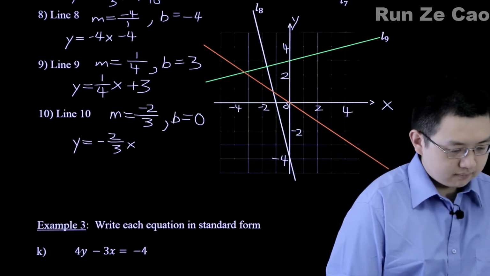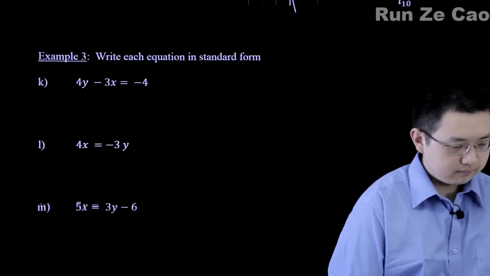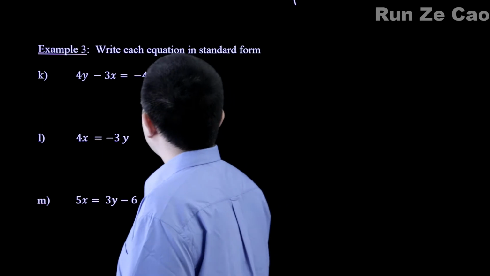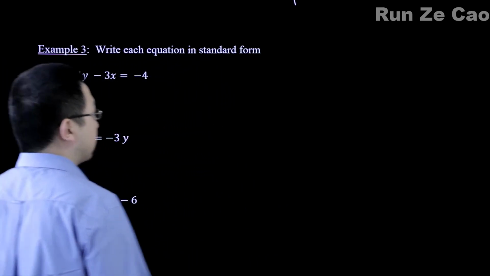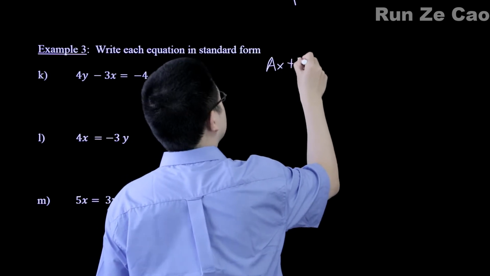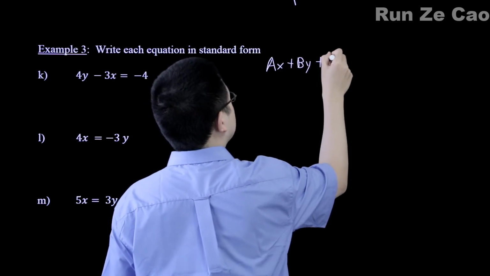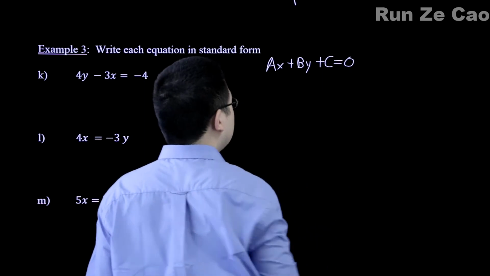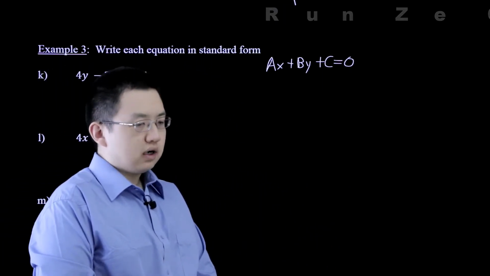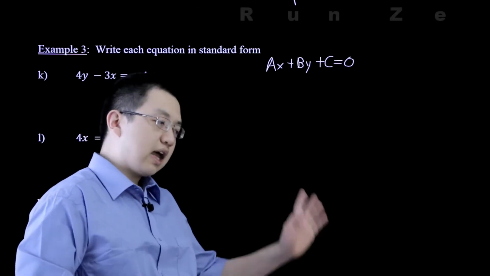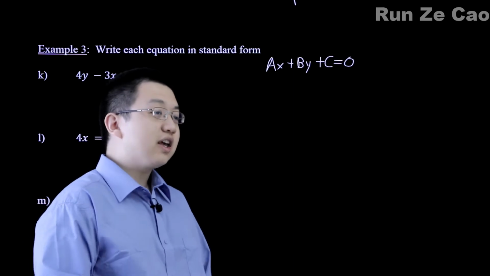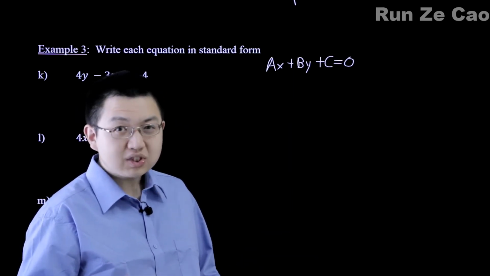Alright, so let's do a few more examples. Write each equation in standard form. Now, we know that standard form is ax plus by plus c equals 0. Now, a, b, and c are all integers. In some places there is a convention that a should begin as positive. In other places, they really could not care less, which is great.